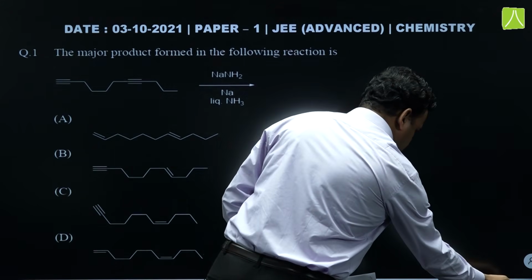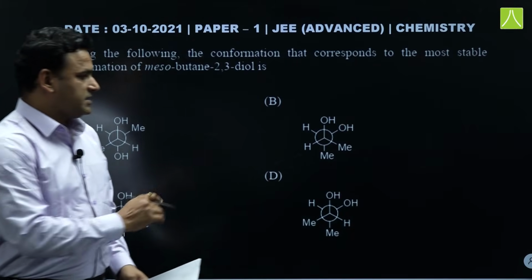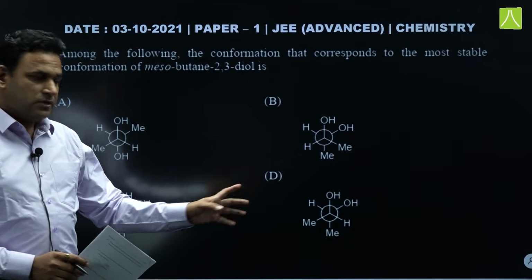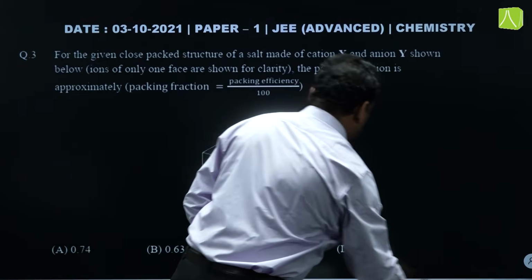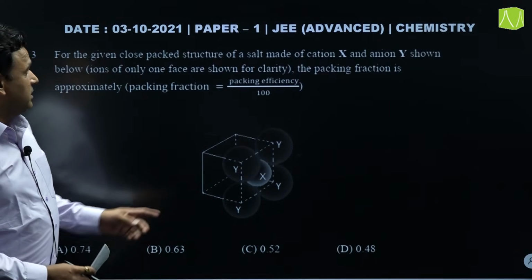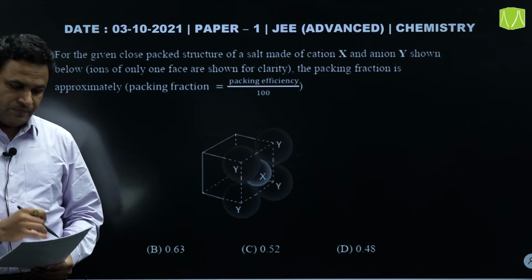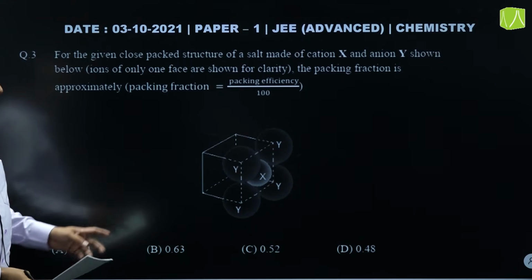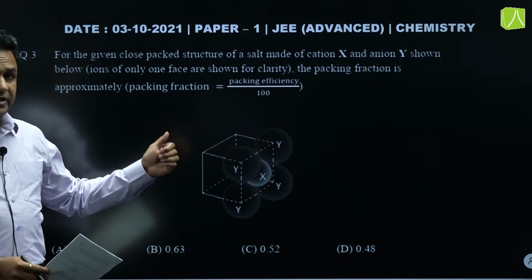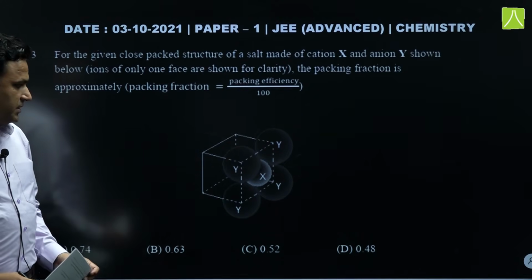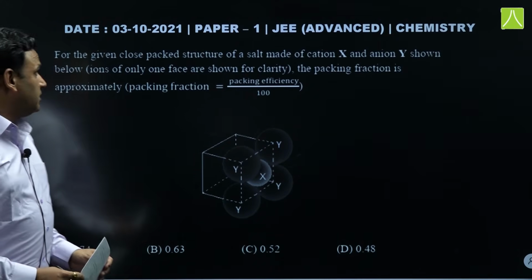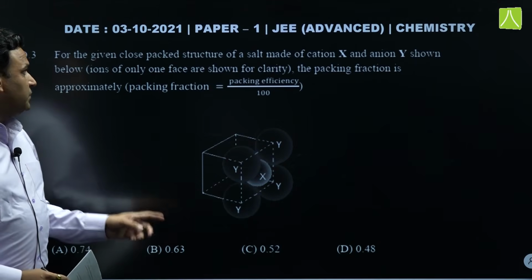First question MCQ from organic chemistry and second question is also MCQ of organic chemistry. Next question, third question, it's an MCQ, single choice question. It's of 3 marks and negative marking is also there. -1 will be deducted if you will be answering wrong option. It's a question from solid state.